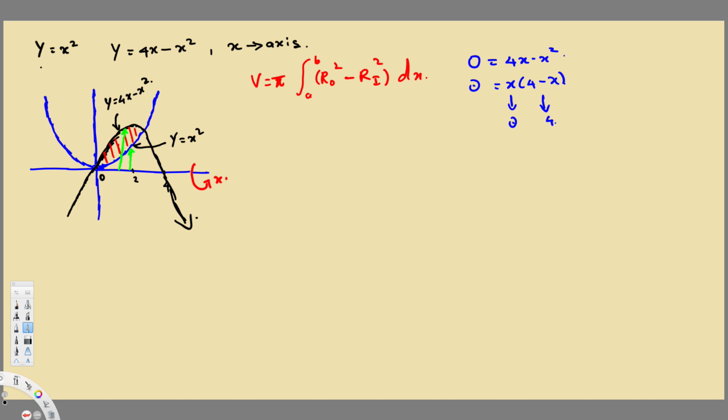We know this starts from 0, but we have to know where it's ending. We have to know this point right here. To find that point, we can take both of these equations and equate them, like x squared is equal to 4x minus x squared. So if we bring the x squared to the other side, this is going to be 2x squared is equal to 4x. Therefore, we can cancel one of these x, and that's going to give us 2x is equal to 4 and x is equal to 2, right? So here this is going to be 2.